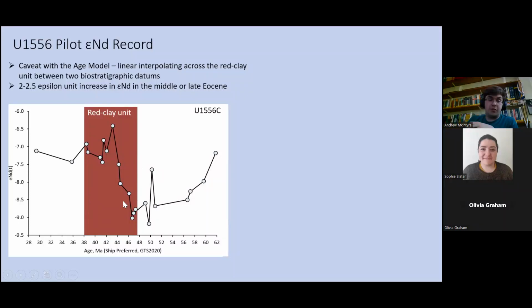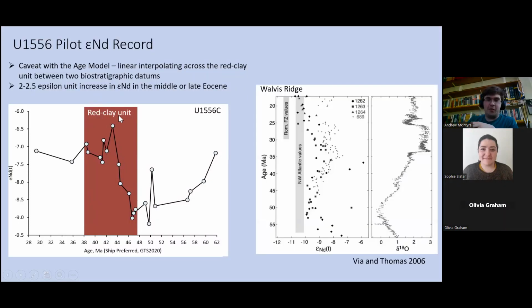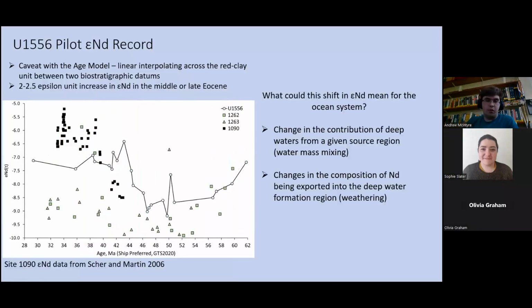But the shift exists. So I thought I would compare it to some existing data. We saw this figure earlier on in the talk, and we see at Walvis Ridge the darker black diamonds and triangles here, and we see some really interesting shifts at Walvis Ridge around this time as well. So when I plot that onto this graph on the left here, that's the data in green. What we do see is there is this shift, but it's not as large as the shift that we see at our sites.